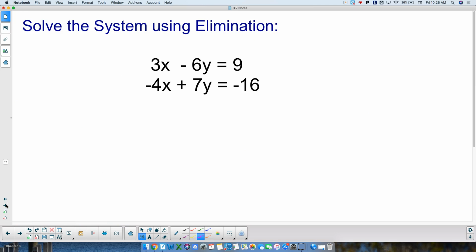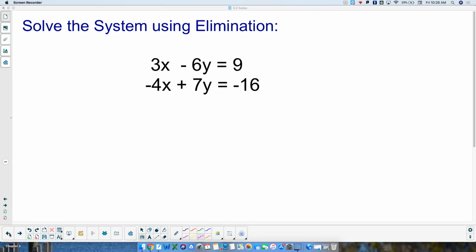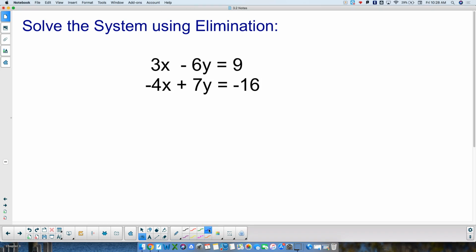Using those newfound steps and that remembered technique, solve this system of equations using elimination. First step is already done for us. It's already lined up. We just have to pick which variable we want to eliminate. If I want to eliminate x, I'm going to multiply the top equation by 4 and the bottom equation by 3. If I want to eliminate y, I'm going to multiply the top equation by 7 and the bottom equation by 6.